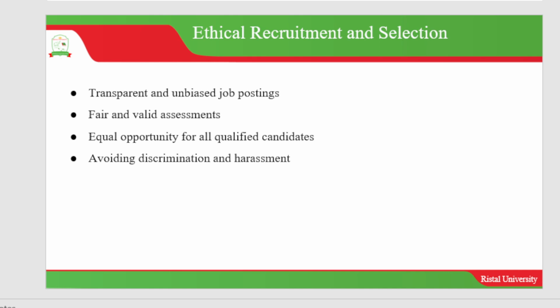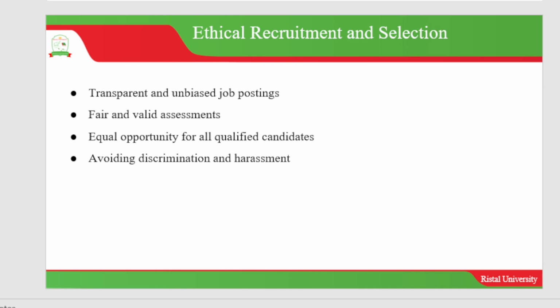The next one is equal opportunity for all qualified candidates. If you have people whom you think are eligible for the interview, depending on the policy, if you are going to select 10 candidates for that interview, please make sure that you give all of them the opportunity. And if you are going to use the internal method of recruitment, whereby you are promoting an individual within the organization, you also need to have equal opportunity, being a lady, being a man, whatever. You need to make sure that you are fair.